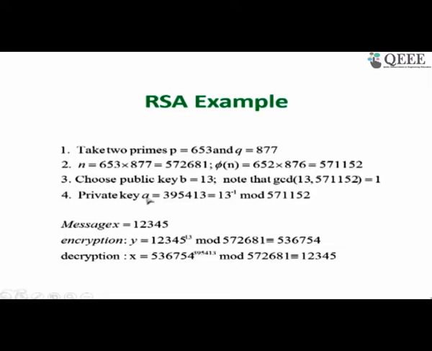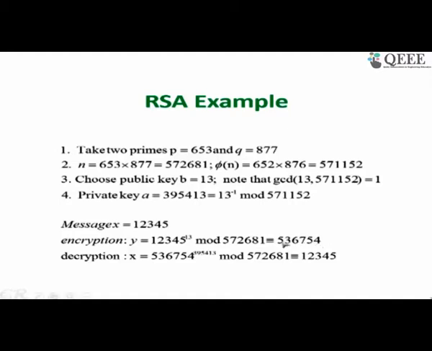Now, let's assume that we have a message X, which is 12345. Alice would take this message X, raise it to the power of the public key, which is 13, modulo n, that is 572681, this n value, to get 536754. So this is the ciphertext which she obtains.